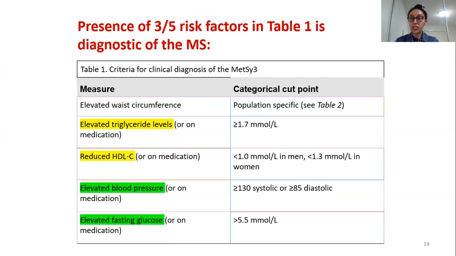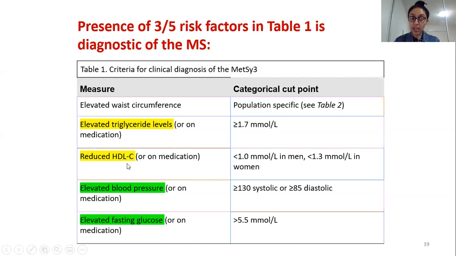As you know, in lecture 1 on obesity, I had shown you what the waist circumference cutoffs are. If they are higher than the recommended cutoffs, then yes, that is one diagnostic factor. Second is elevated triglycerides level.